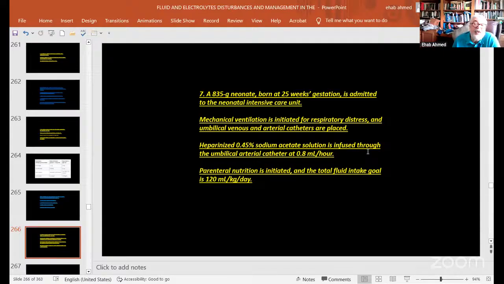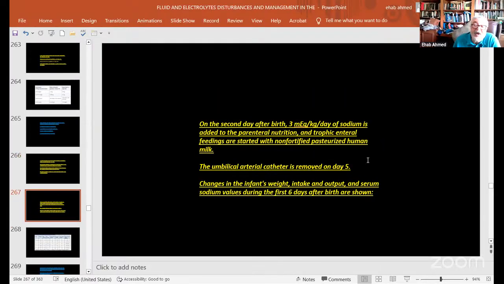800 gram, 835 gram neonate, 25 weeks, is admitted, mechanical ventilation for the RDS, UVC and UAC inserted, and given sodium acetate 0.45 solution through the UAC at 0.8 milliliter per hour. And nutrition is initiated, and the fluid intake goal is 120 cc per kg per day.